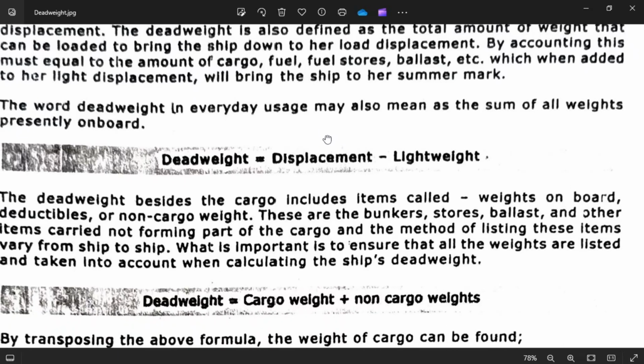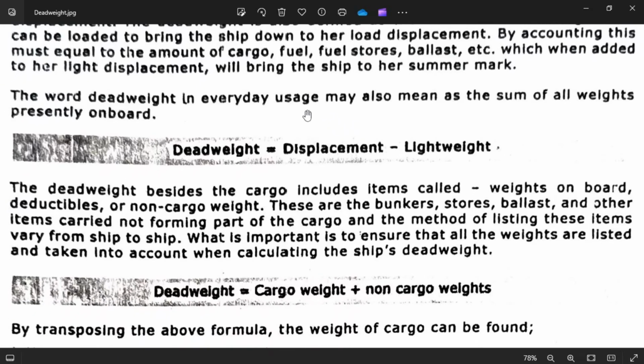The word deadweight in everyday usage can also mean the sum of all weights presently on board. So deadweight, guys, is the sum of all weights presently on board. The formula to find deadweight is displacement minus light ship. So total displacement, the total weight on board, minus your light weight will be your deadweight.